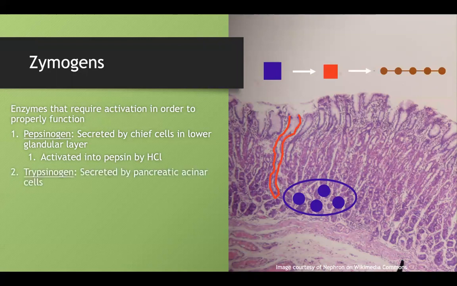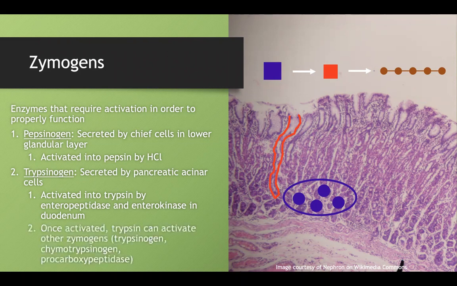Trypsinogen is produced by pancreatic acinar cells, and again, trypsinogen is not active right away, but it can be activated into trypsin by a few things. It can be activated by enteropeptidase. It can be activated by enterokinase as well. It could also be activated by trypsin itself.